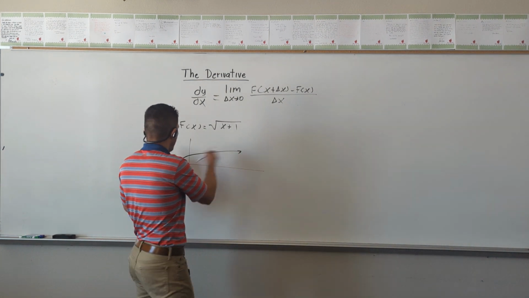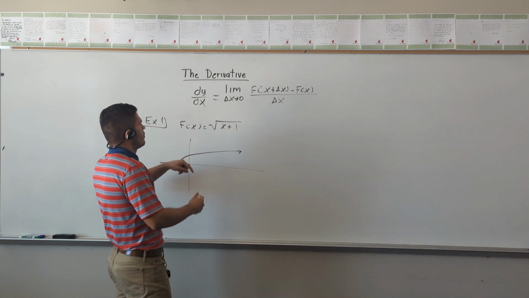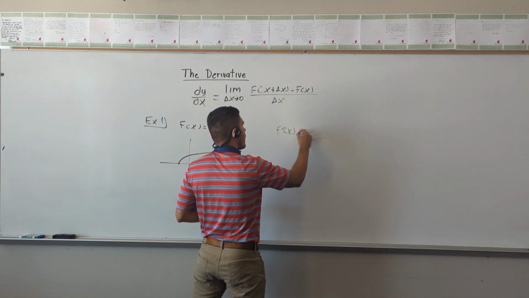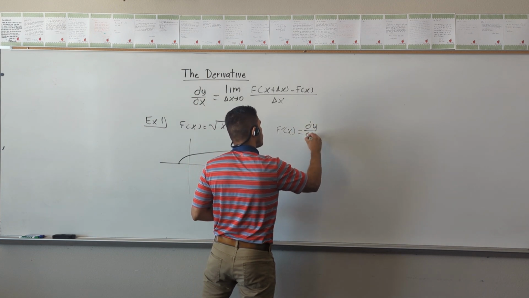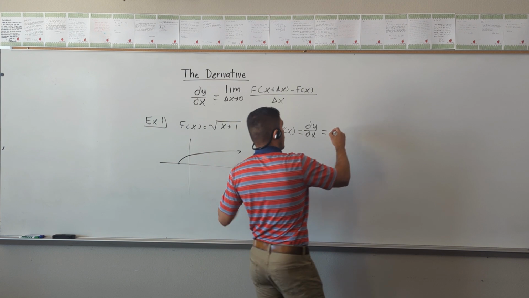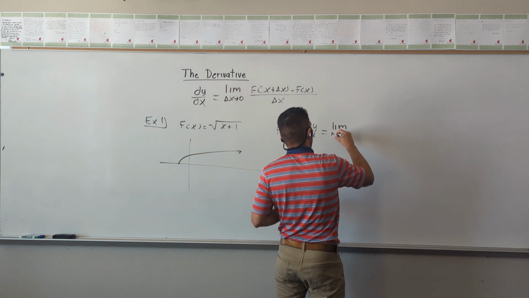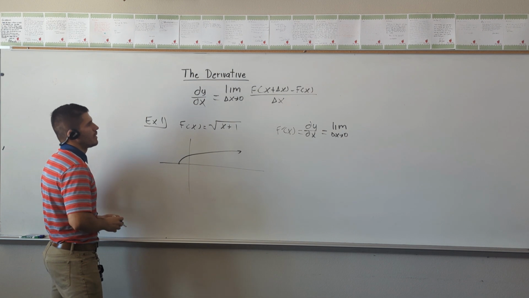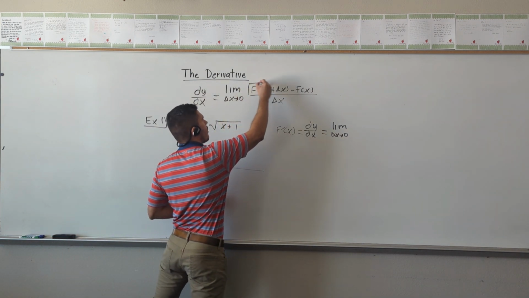All right, so I want to find the derivative of this. I'm going to use another notation. I remember I said f prime is the same thing as dy dx. So I'm going to go ahead and say f prime, which is equal to dy dx. In this case, it will be the limit as delta x approaches 0. Okay, now what does this mean? Let's look at this specific part first.